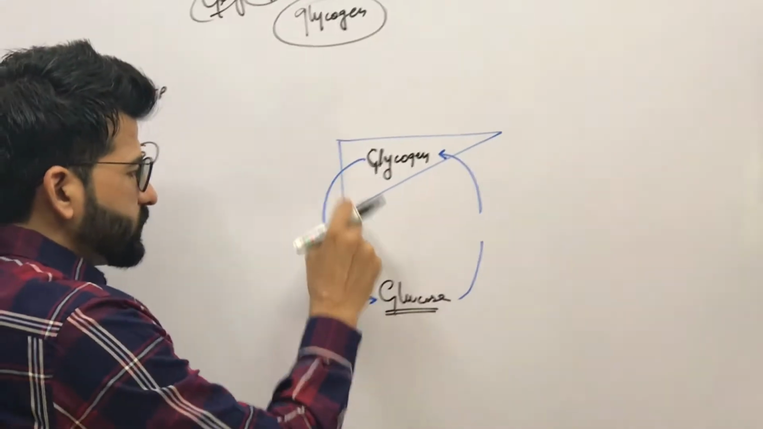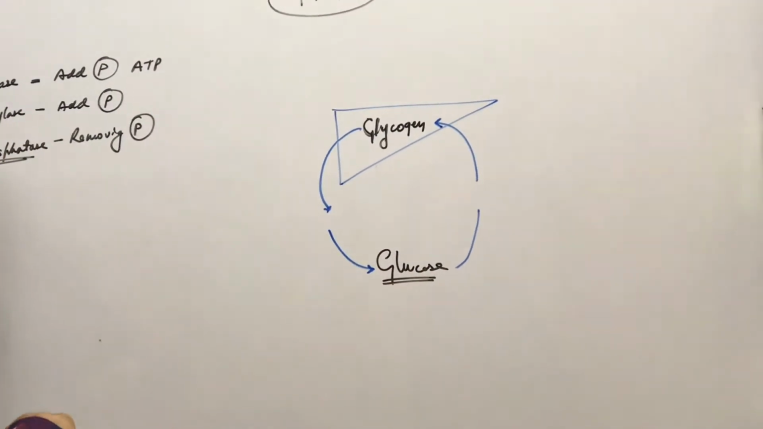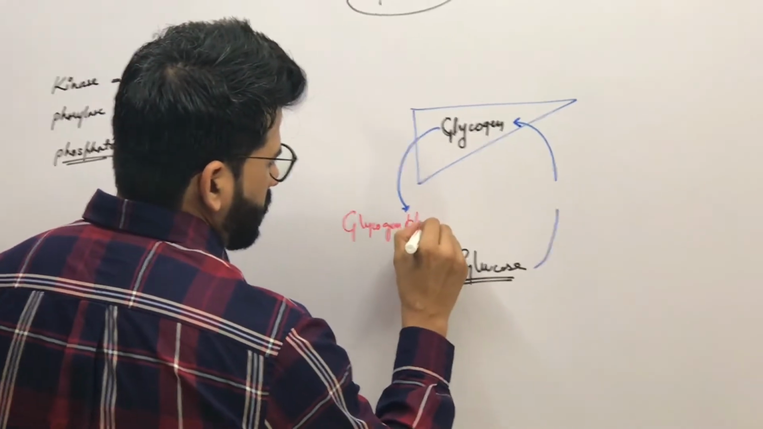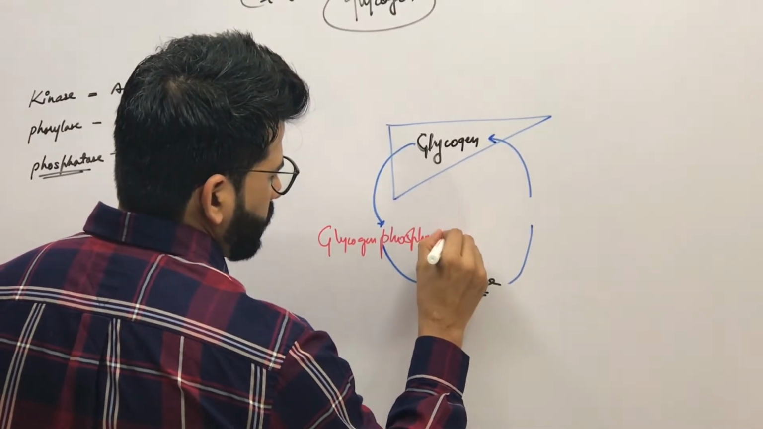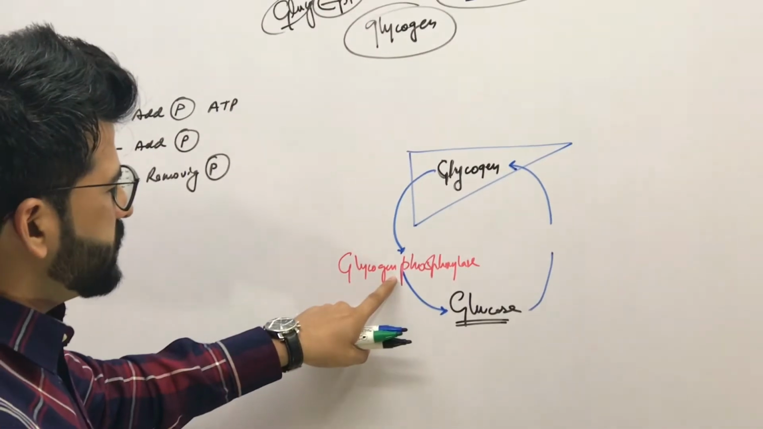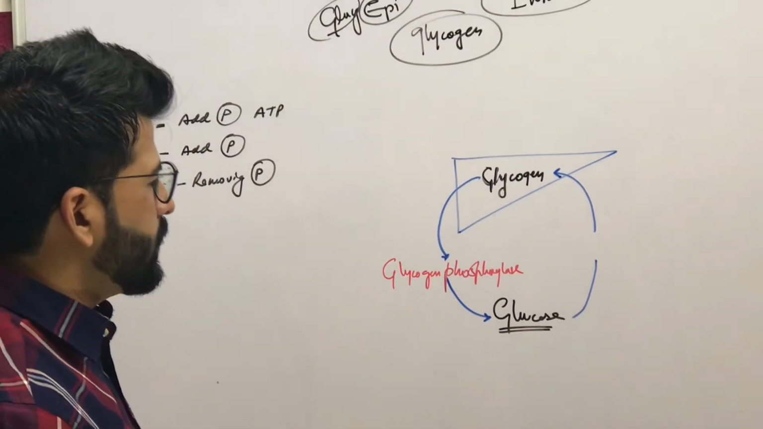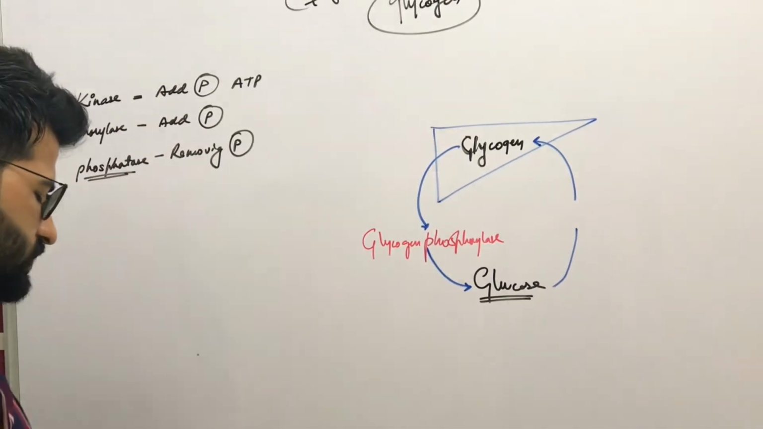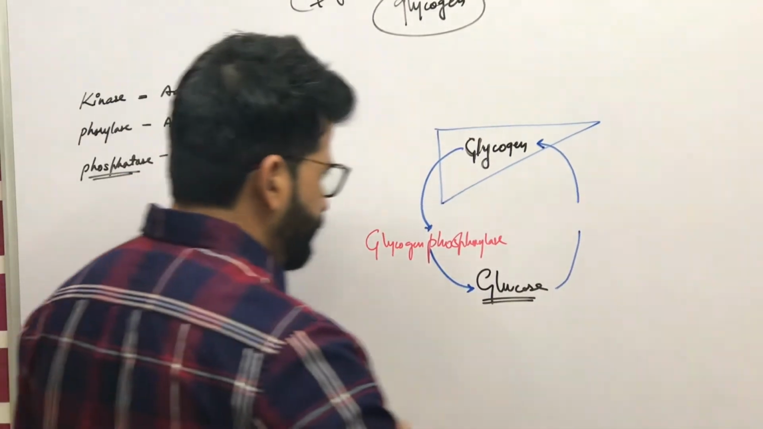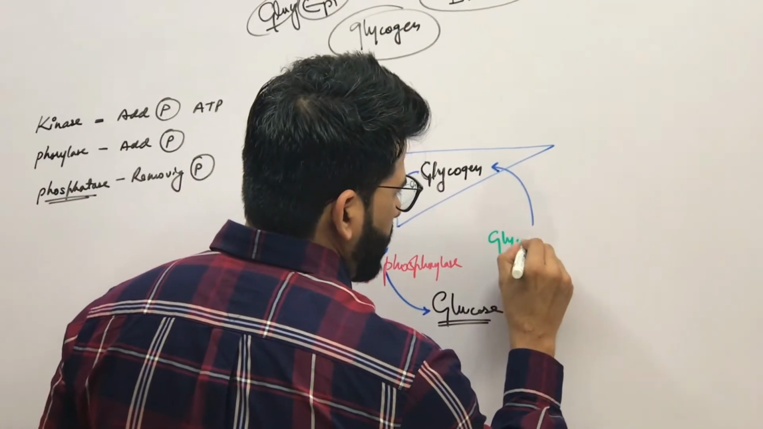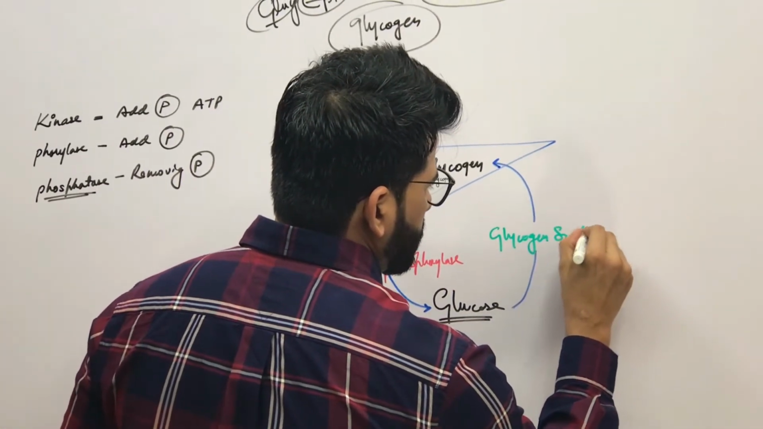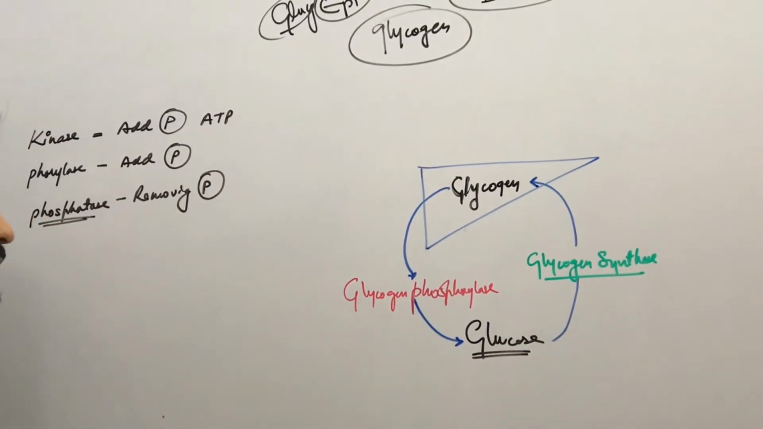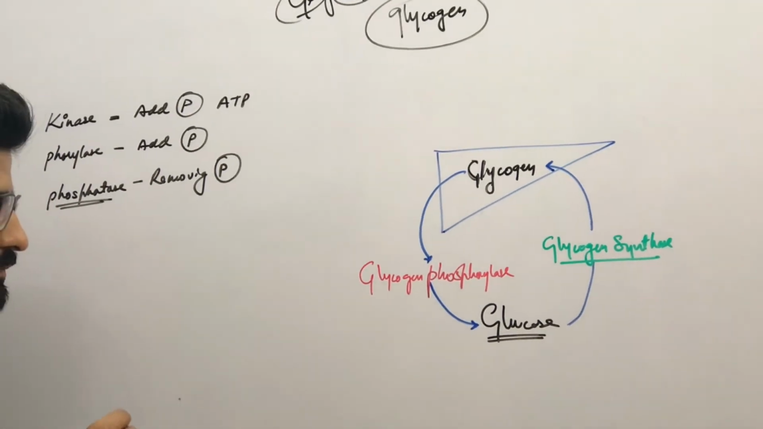Now the glycogen converts into glucose with the enzyme glycogen phosphorylase. That means a phosphate is being added without the use of ATP and glucose is formed. Now glucose is converted to glycogen with the enzyme glycogen synthase. So glycogen to glucose and glucose to glycogen.